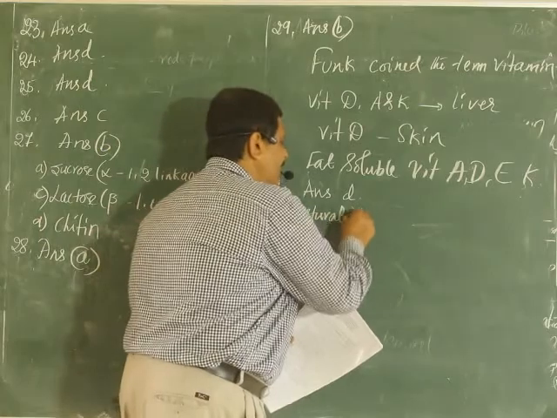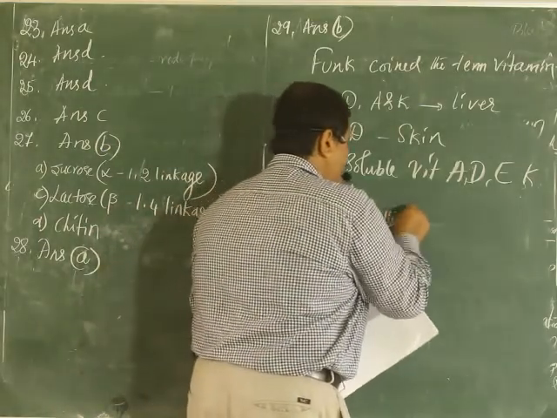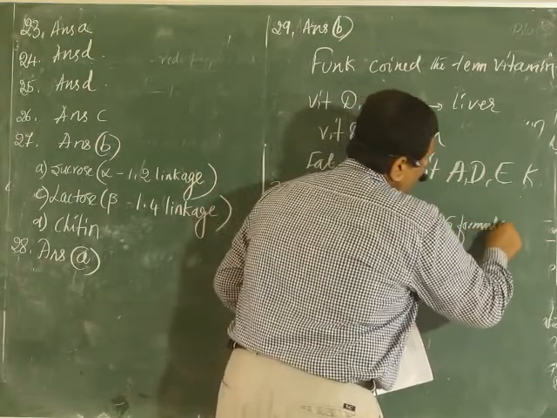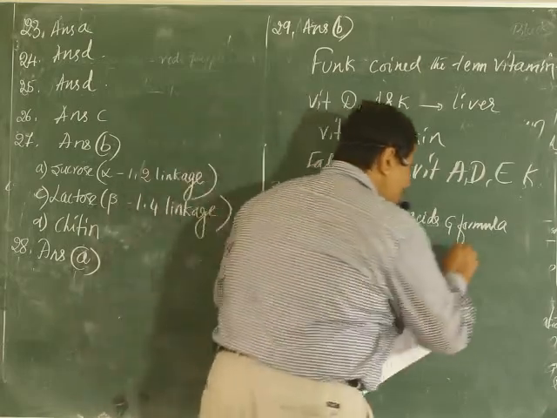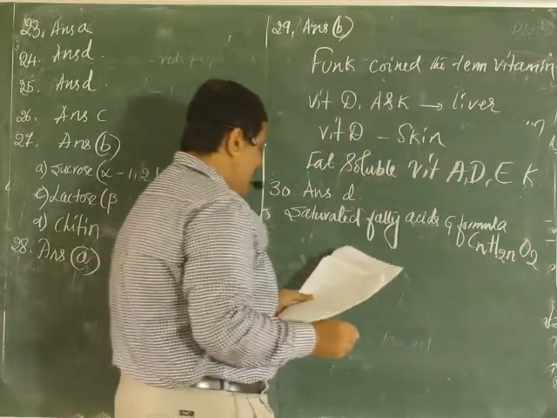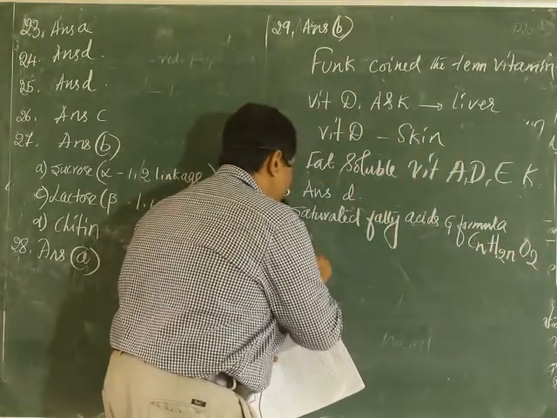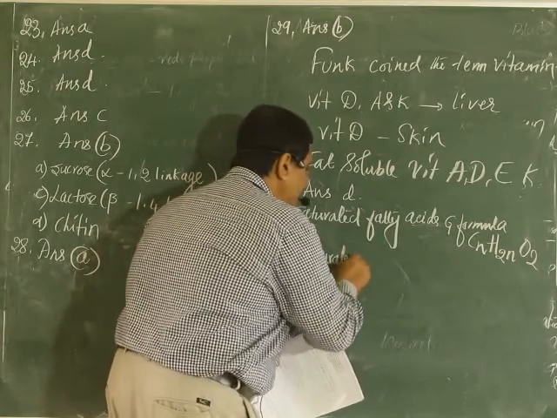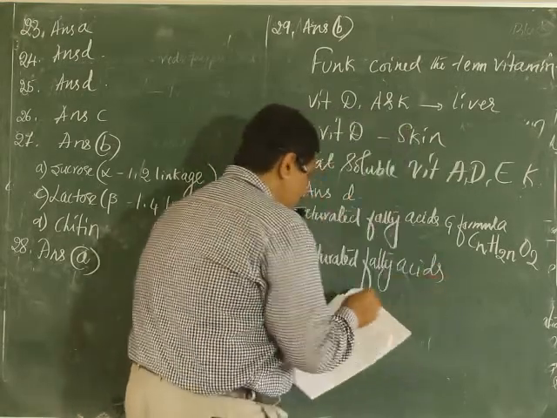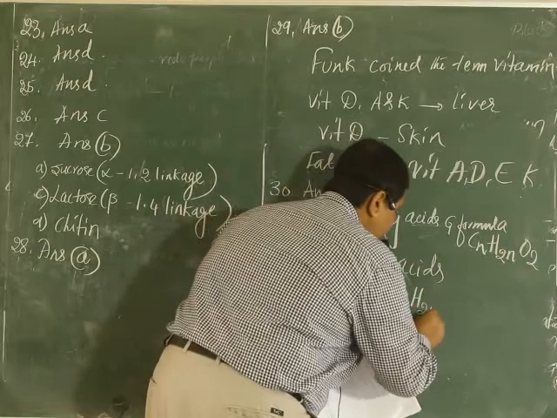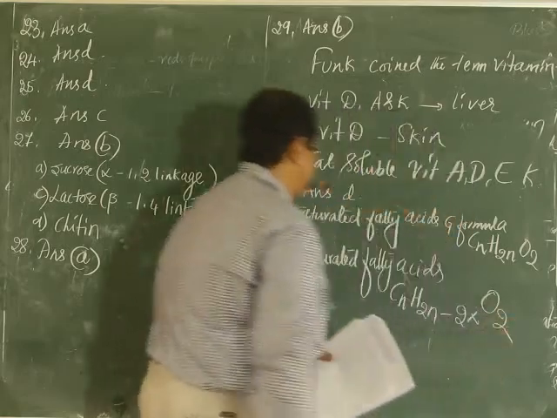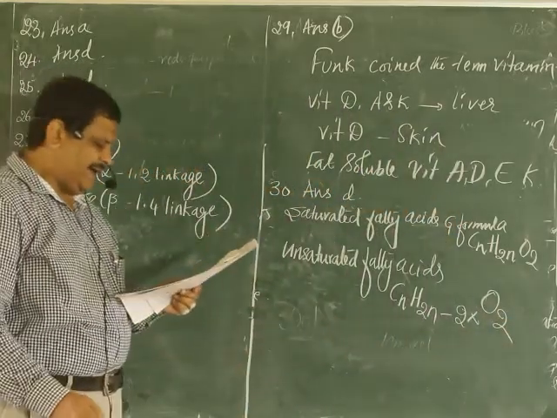Saturated fatty acids general formula is CnH2nO2. You should remember this. And unsaturated fatty acids general formula, CnH2n minus 2xO2 is the general formula of unsaturated fatty acids.